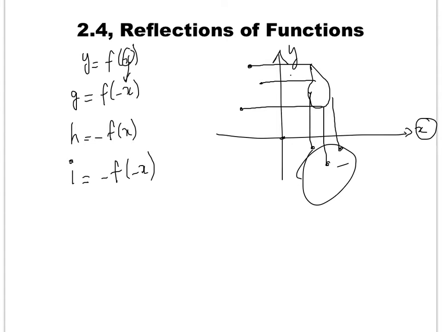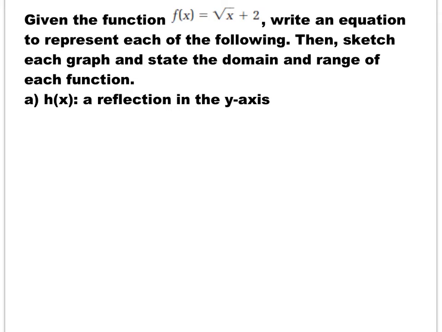Knowing these three facts, we can find the equation for the reflected function, and also we can plot the function. So let's do a couple of examples here. The first example is saying that the function is square root of x plus 2. We are supposed to find an equation to represent each of the following reflections, and then sketch the graph of the original function f of x and the new transformed function, and then also we have to write the domain and range of the function.